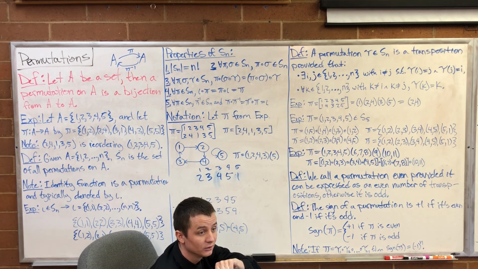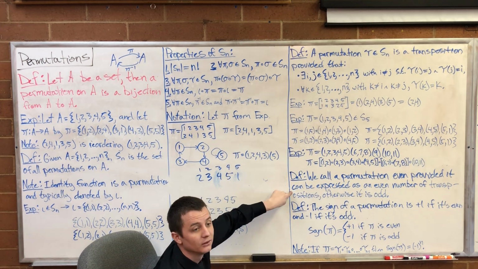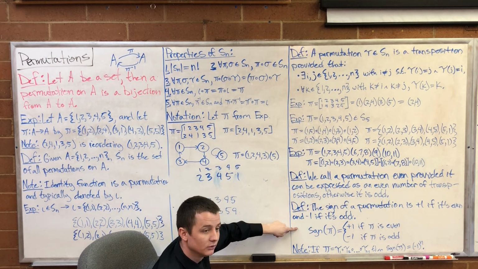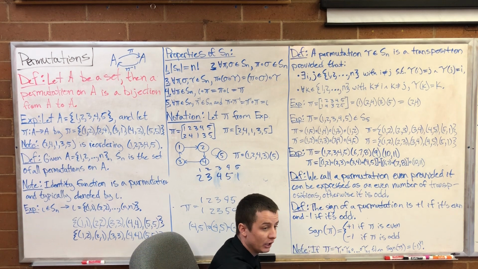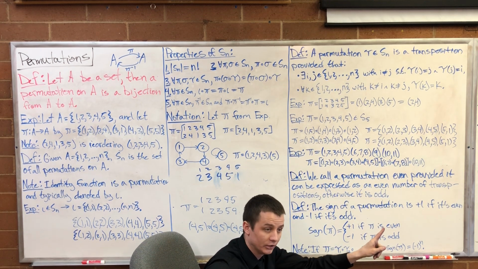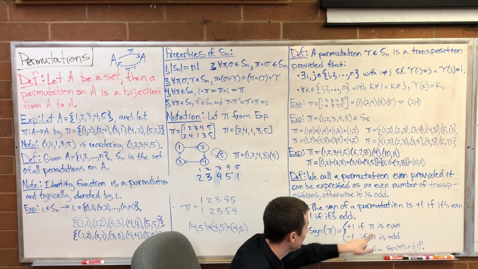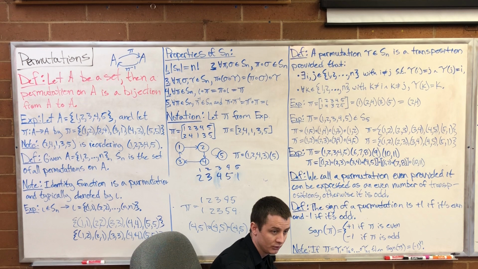You getting lost? Were you good up here? Okay, so now we're here. So this is a function. You give it a permutation, and it's either going to spit out 1 or -1. That's all it does. If the permutation is even, it spits out +1. If the permutation is odd, it spits out -1.